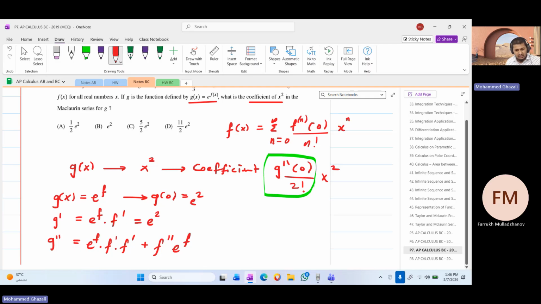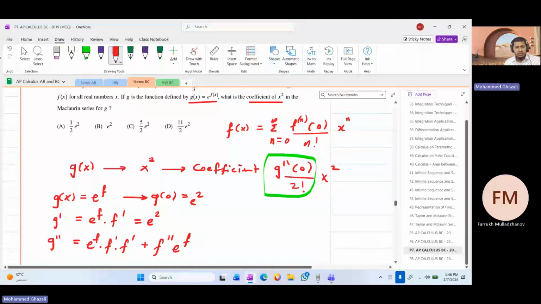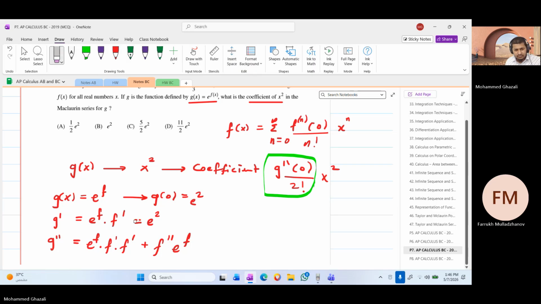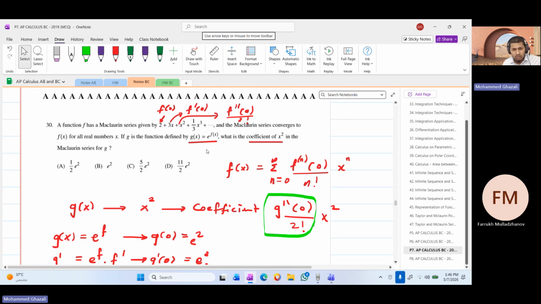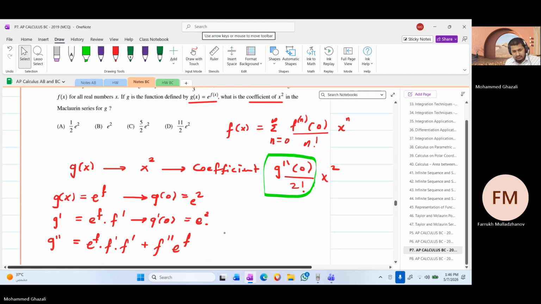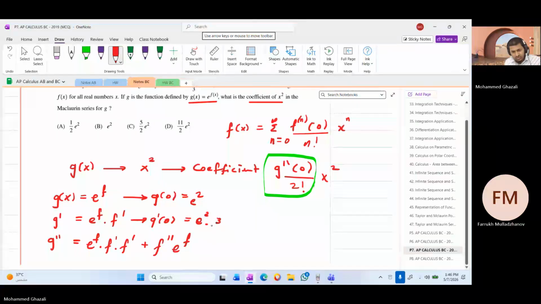Now we're finding what is f prime 0, e to the power f of 0. So we're finding g prime 0 now, okay? g prime 0 is e squared times, what's f prime 0? f prime 0 is 3. Now we're going to evaluate g double prime.